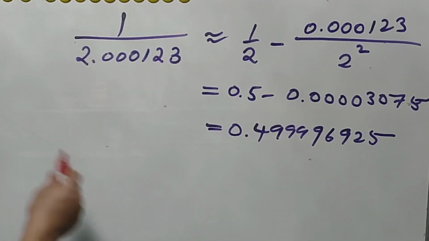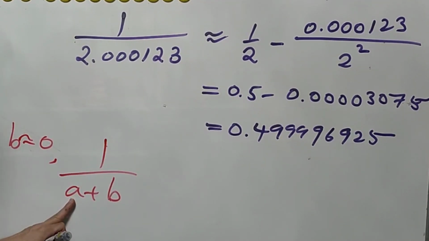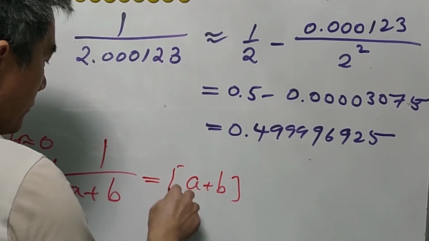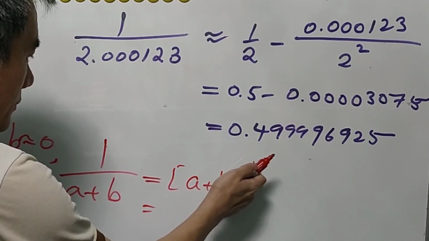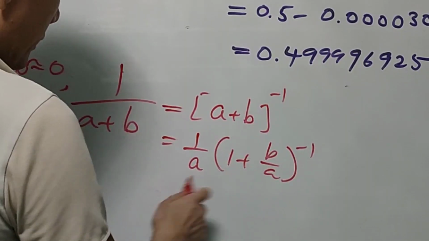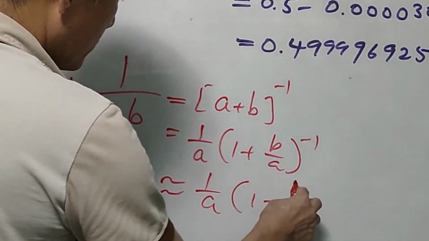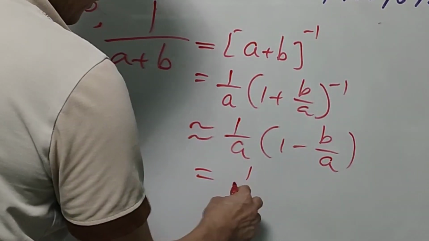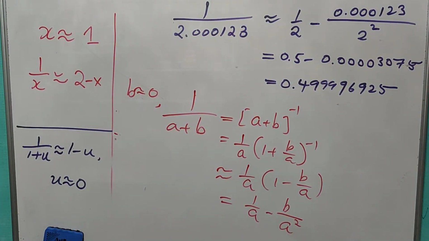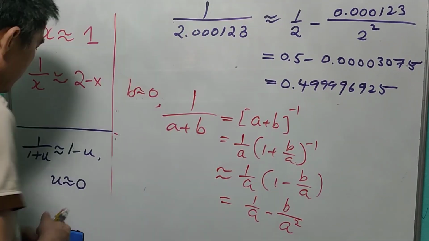This is so because we can always write this as 1 over (a plus b), where b is very close to 0 and a is an integer. So this will be equal to (a plus b) to the power of negative 1. And we can take out the a because of the negative 1: 1 over a, times (1 plus b over a) to the power of negative 1. We can just take the first two terms of the binomial series. That is 1 over a times (1 minus b over a). So this will be 1 over a minus b over a squared. This is extremely useful when a is equal to 1, as what we have here.